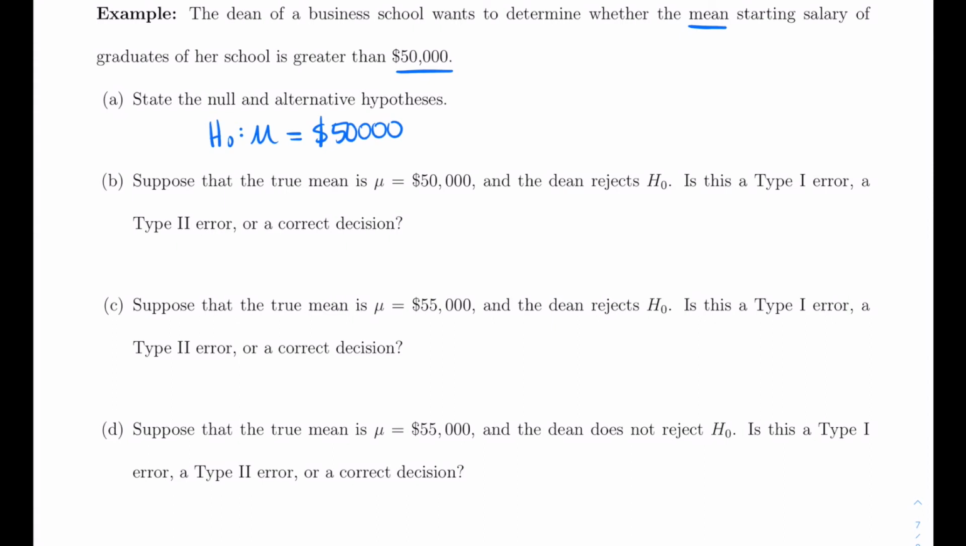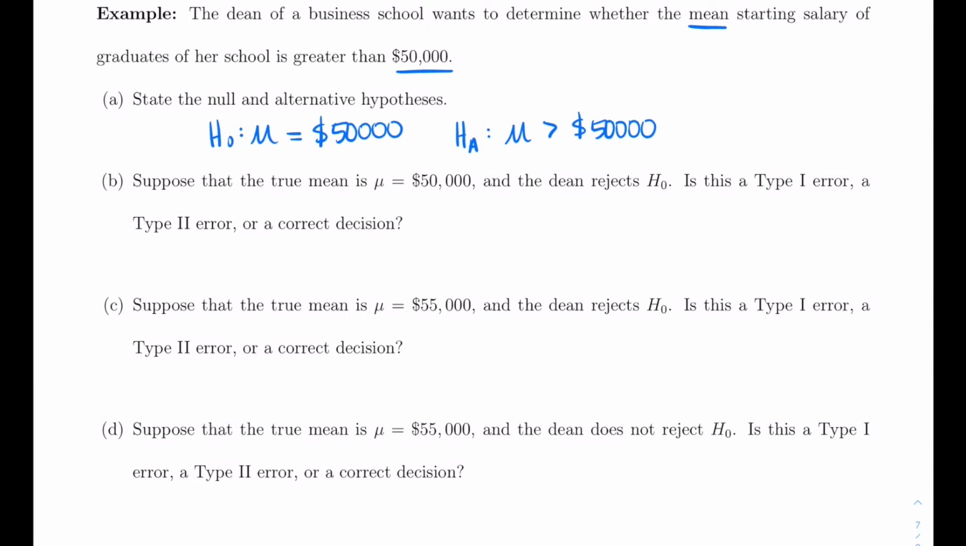And so because she wants to know if it's greater than this, her alternative hypothesis is going to be that mu is greater than $50,000. And so again, we're not going to be actually doing any testing here. We're just going to see if she's made any errors. So we're given 3 different scenarios.